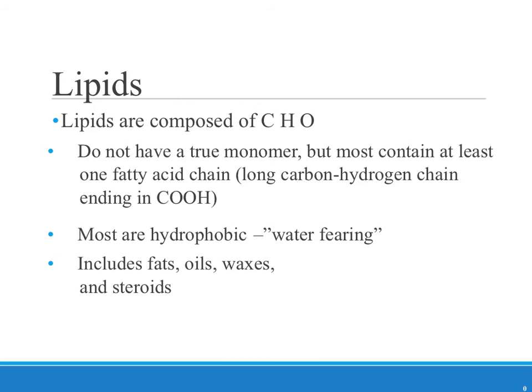Now let's move on to lipids. Lipids are also composed of carbon, hydrogen, and oxygen, which would give you a clue as to why extra carbohydrates can be turned into fat in your body, because it has the same chemical elements. It's sort of an easy switch.